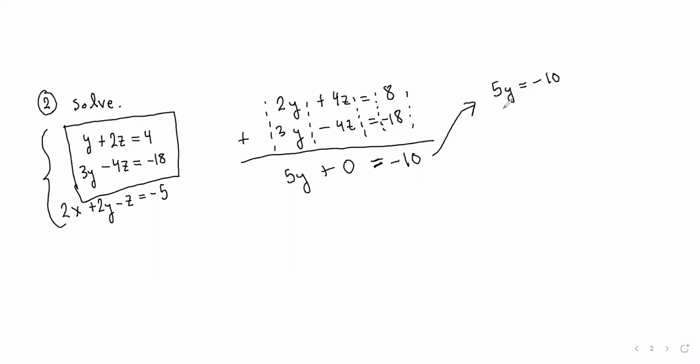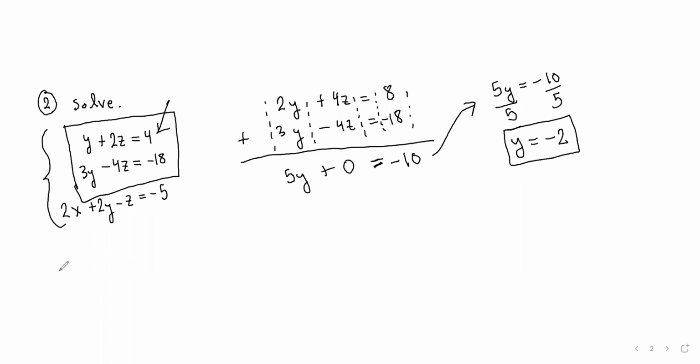And so to solve for y, we just divide both sides of this equation by 5, which gives us a y on the left. And on the right, we have -10 over 5, which is -2. So we have our first variable, y equals -2. To solve for the z, we just go to any of these two equations. For example, let's pick the first one, and substitute -2 for y.